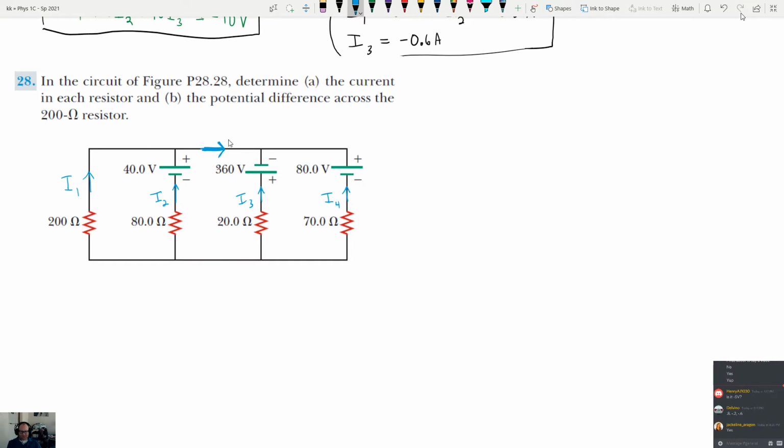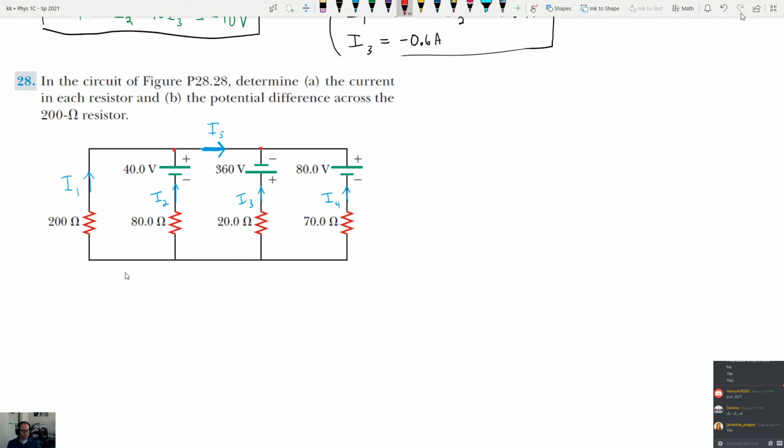You don't really have to do this, but I think it makes it a little simpler if we do this. Let's call this one I5. We are not going to solve for this one, okay? This is just going to be a tool that we use to write our equations, okay? Specifically, we're going to use it as a tool to write the junction rule for this point and this point right here. How many junctions are there in this picture?